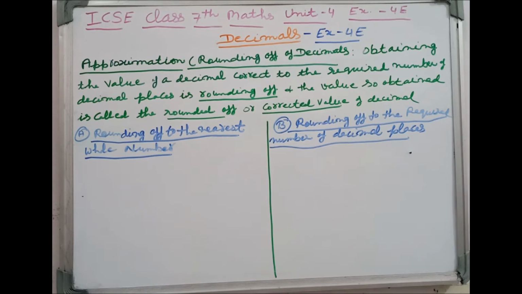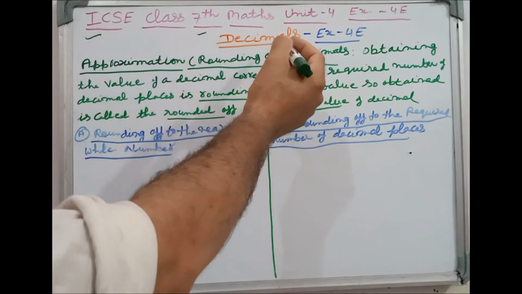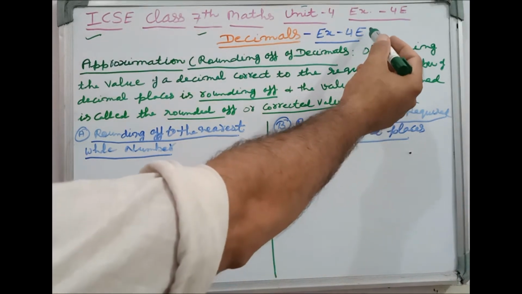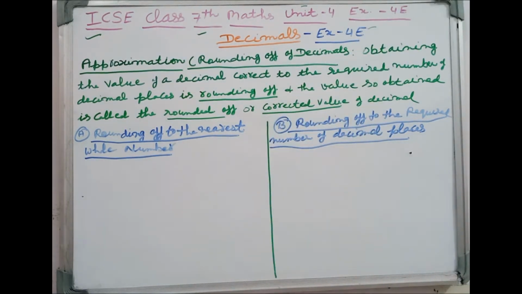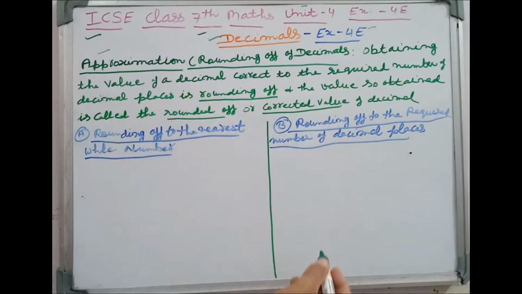Today we will start ICSE Class 7 Math Unit 4, in continuation to our earlier videos on this unit. Up to exercise 4D you have already learned. Now we will start today exercise 4E. The whole unit is regarding decimals, and this part, exercise 4E, is about approximation, that is rounding off of the decimals.